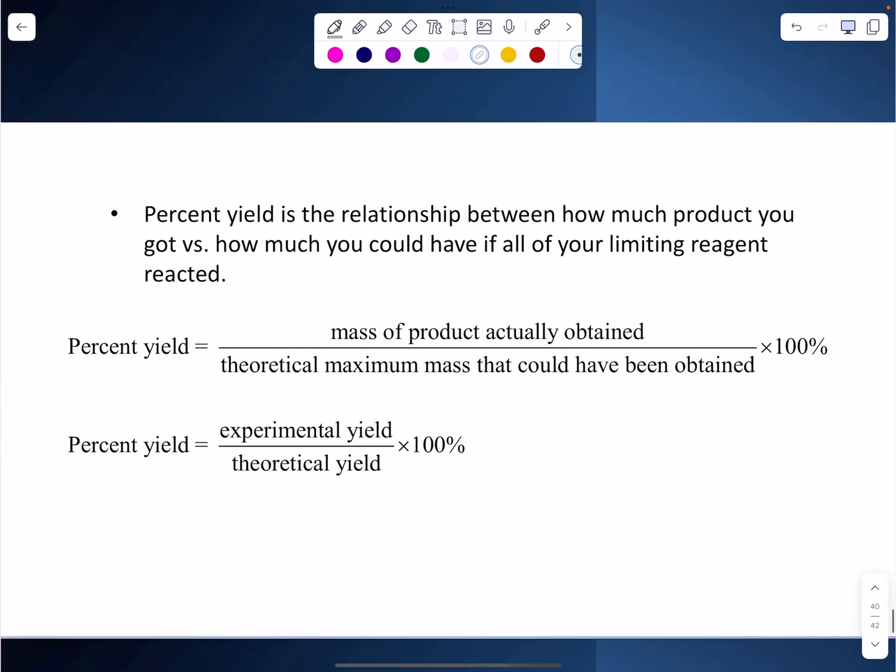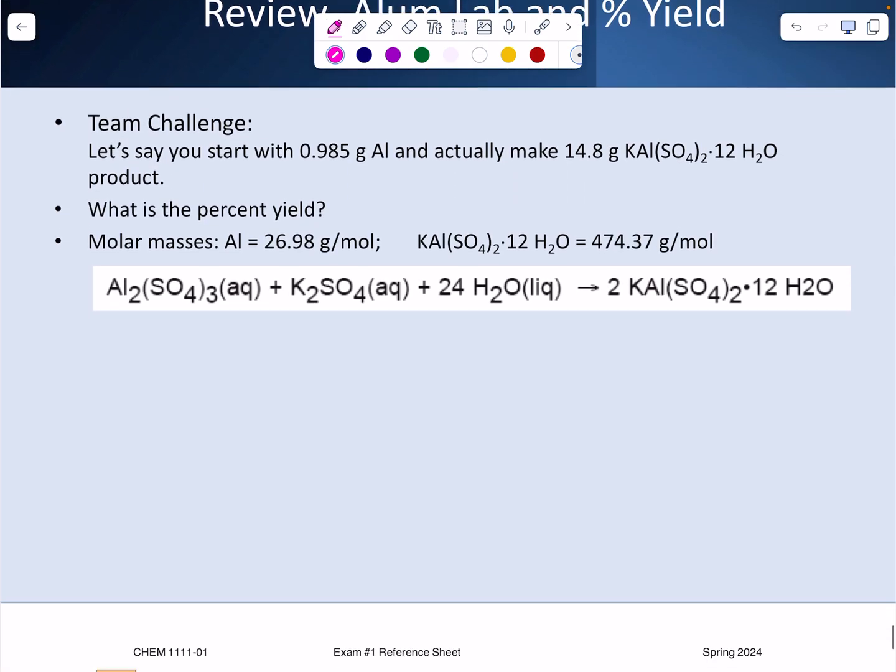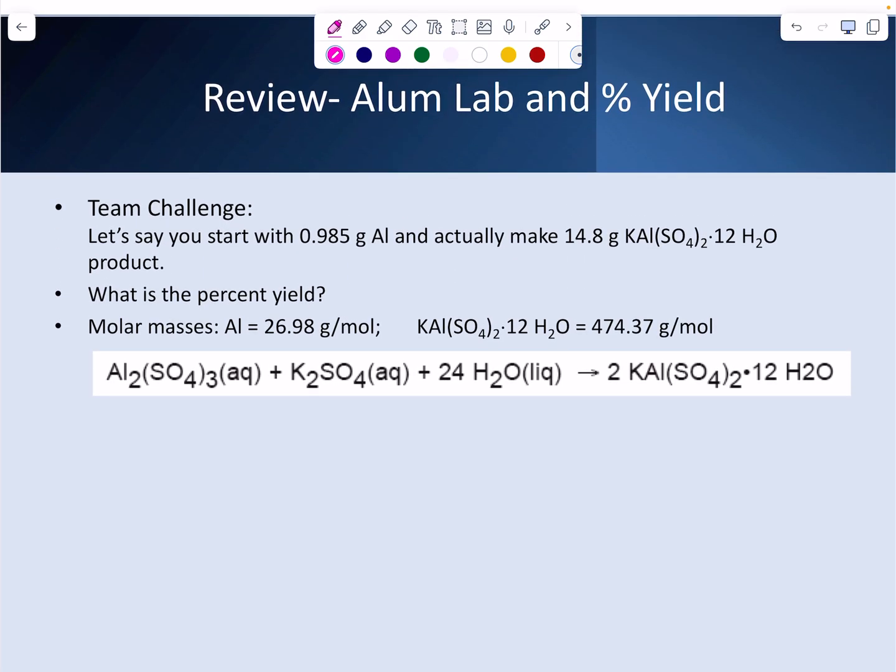And so what we're going to do is calculate a percent yield just like you did in lab, okay? And we're going to do this as a group, not as a team challenge today. All right, so we're going to start with less than a gram of aluminum, and we're going to make that much alum, and we're going to figure out what the percent yield is, okay?